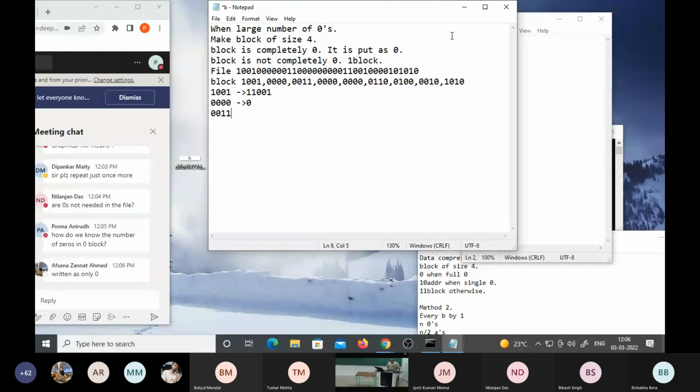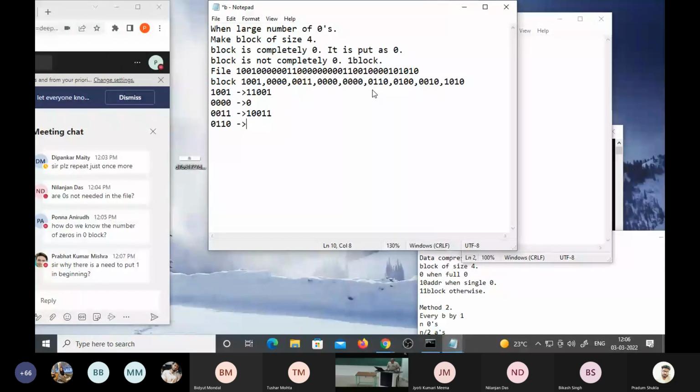This will be transformed to 1, since the block is not fully 0, followed by 0 0 1 1. Again, the next 0 0 0 0 will be transformed to 0. Now 0 1 1 0 will be transformed to 1 0 1 1 0. That is correct.